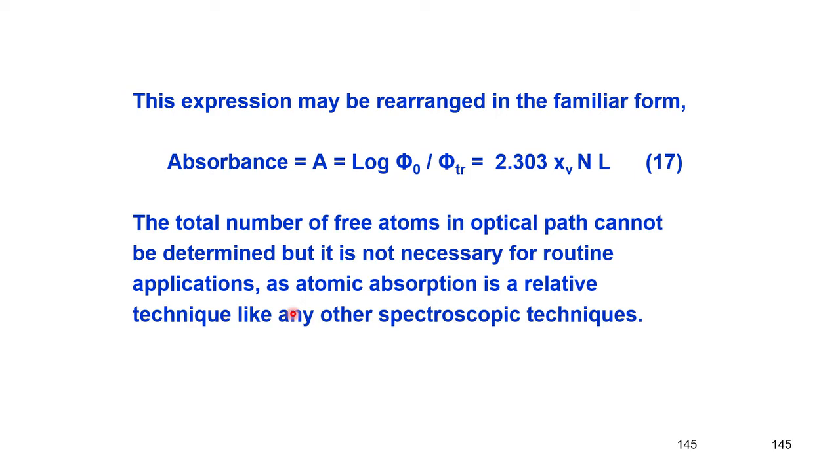Absorbance is denoted by A, that is log of phi 0 divided by phi transmitted, the total radiation intensity phi 0 divided by the total intensity of the radiation transmitted. Taking the logs, log e to the power of log e is 1, and when we convert it into natural numbers, it is 2.303 chi v into n into L, where n is the total number of atoms and L is the path length.